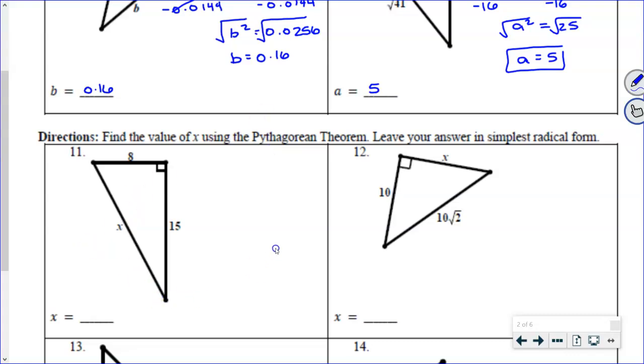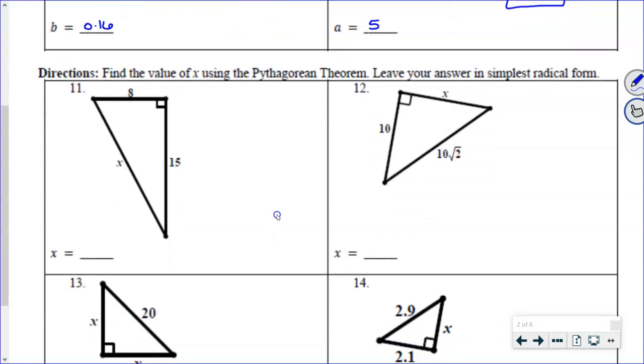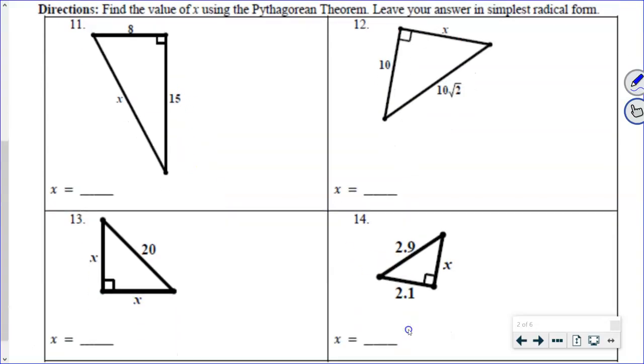So there's no more hints. You need to figure out, is it the hypotenuse that we're looking for? Is it a leg that we're looking for? How do we use it? So I want you to set up number 11 and set up number 14. We are going to go over 12 and 13 together. So do 11 and 14 right now, just focusing on setting up.